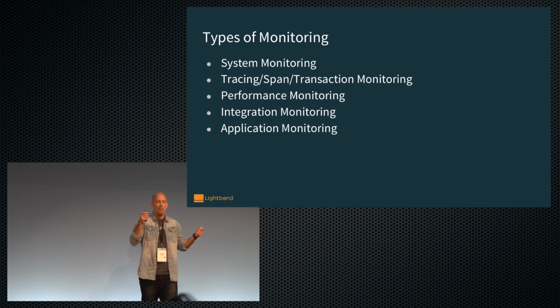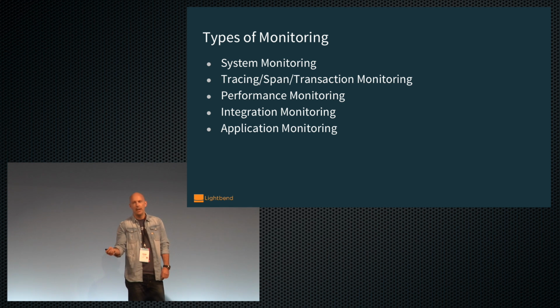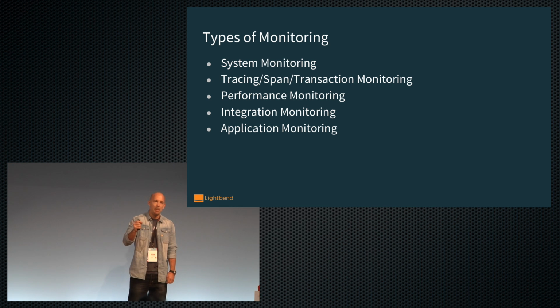There are different types of monitoring. So one is system monitoring, where you're looking at network traffic or CPU or memory utilization. So that's one thing that we're doing with Lightbend monitoring. Another thing is where you're looking at transaction monitoring. Basically tracing, you want to make sure that you can have IDs following what's going on inside of your application.